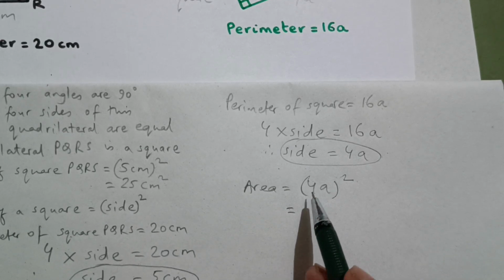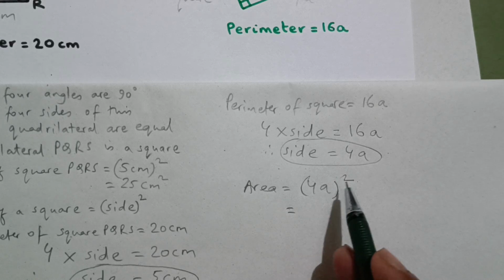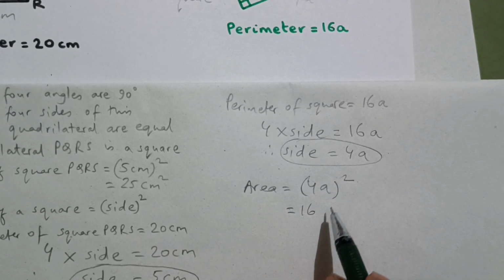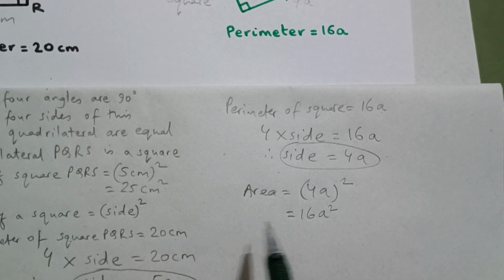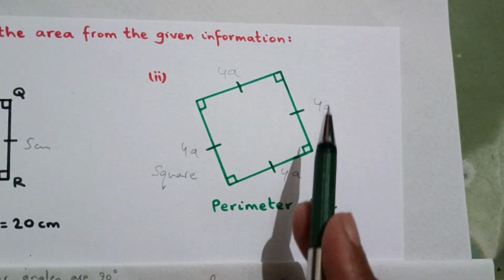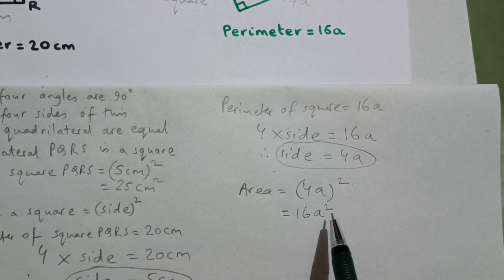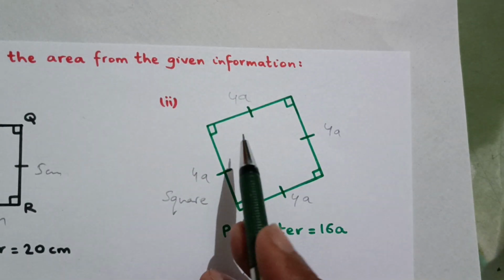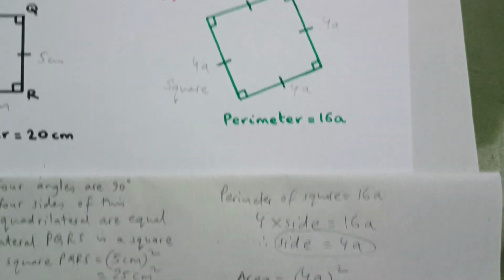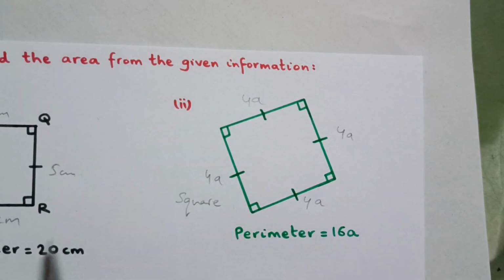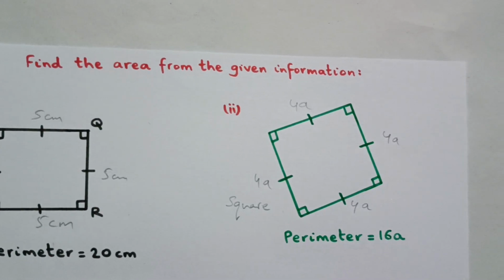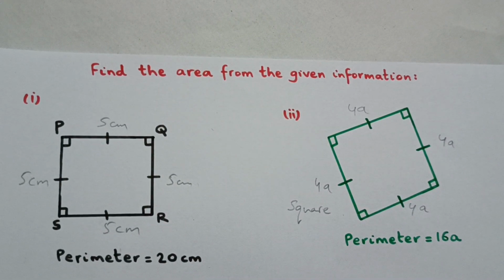So how much is that? Now 4a whole square is how much? So 4 square is 16. A whole square is a square. So area is 16a square. So area of this square is 16a square. So we have found out the area of this diagram. It is 16a square. So we have solved question number 2 also. And with that, I have solved this particular question set.